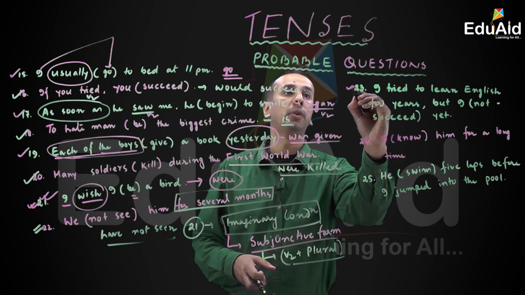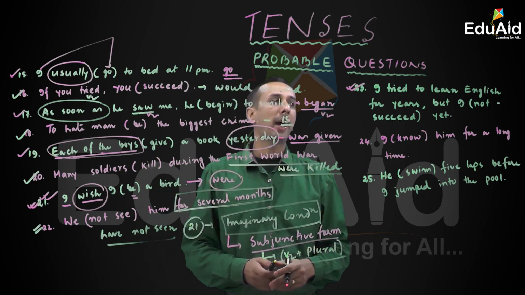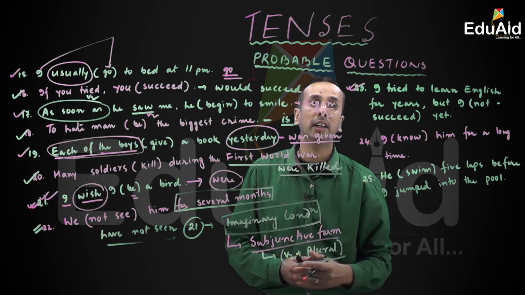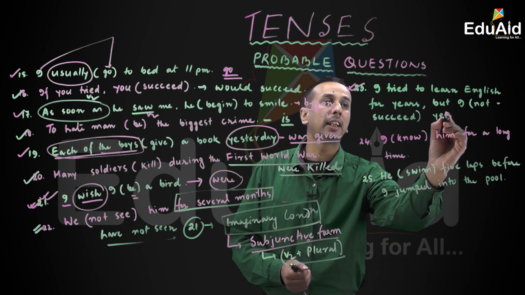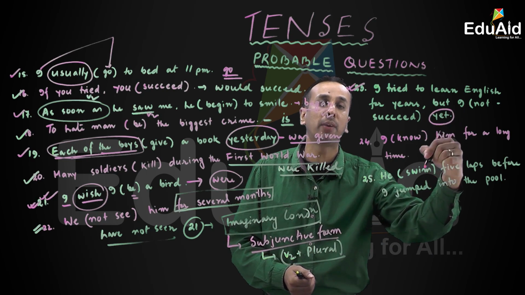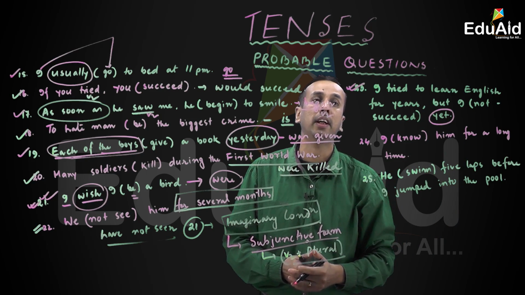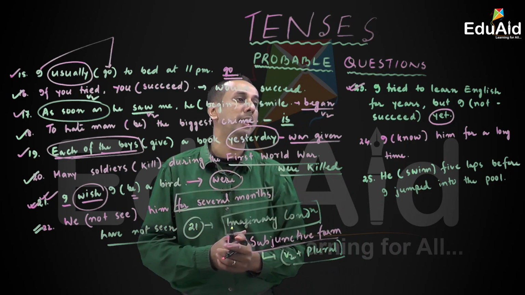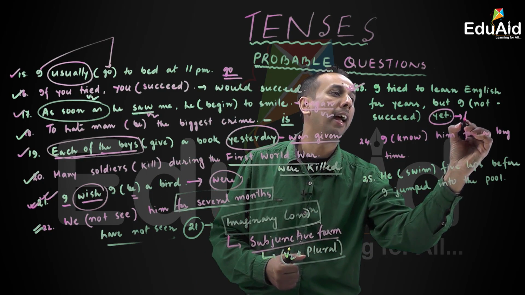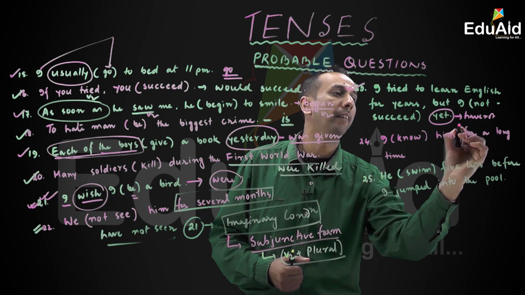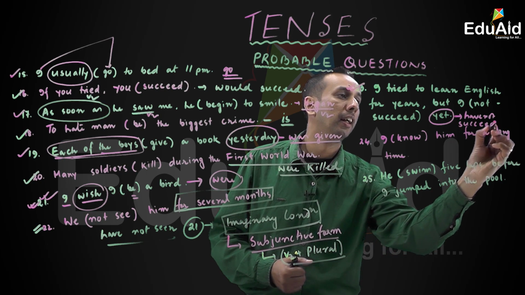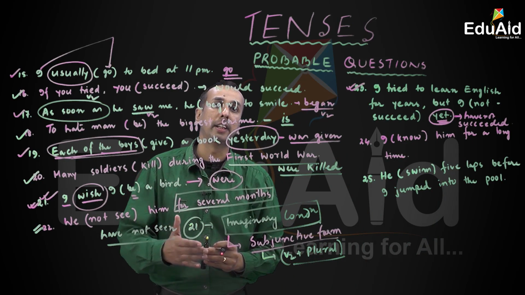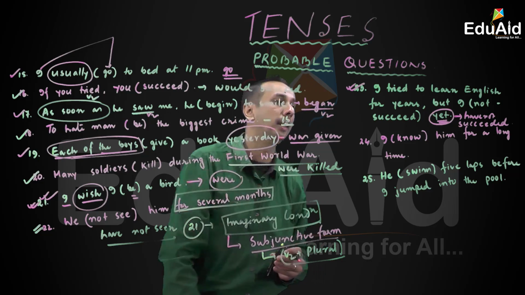Come down to question number 23. I tried to learn English for years. I tried to learn English for many years, but not succeeded yet. Yet is the clue. I have not become successful in learning English yet. I tried to learn English for years, but I not succeed yet. Hence the answer will be I have not succeeded yet. Have not succeeded yet. The clue we got for present perfect tense is yet, of late, recently. I have not succeeded yet.